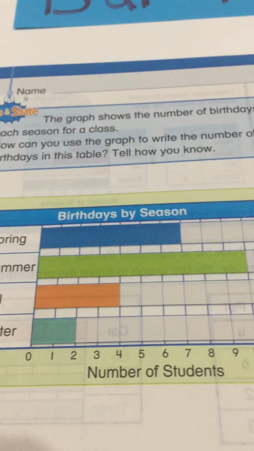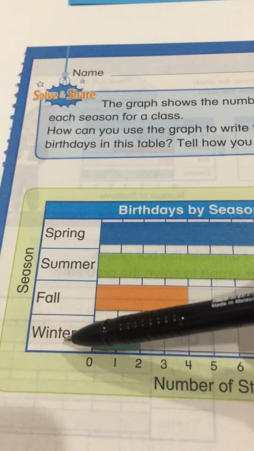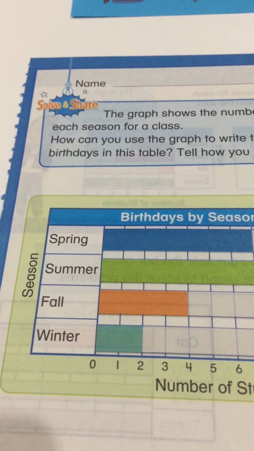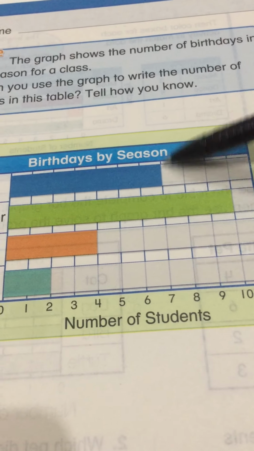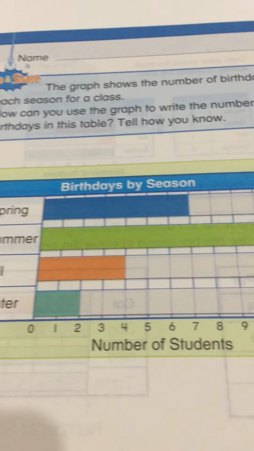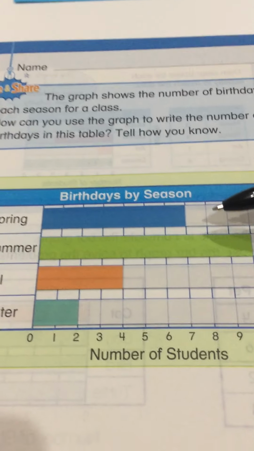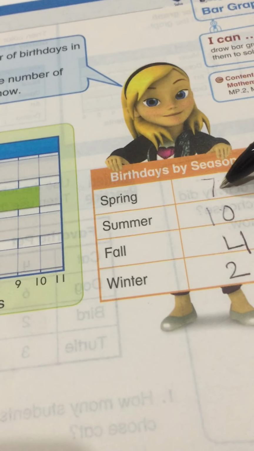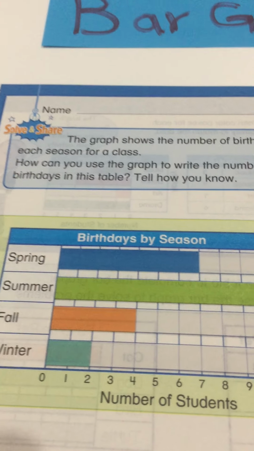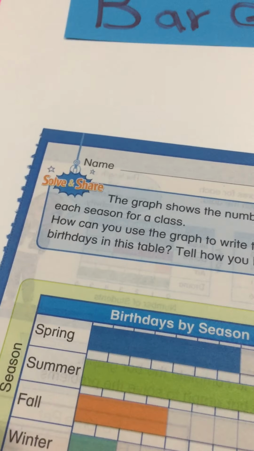So again, boys and girls, the bar will tell us how many people are sharing these categories, this information. Wherever the bar ends, we go down and find the number of the people or the students or anything else. So they give you a bar ready and you do the table, or they give you the table and ask you to draw the bar. So let's turn the page and see what the next question is.